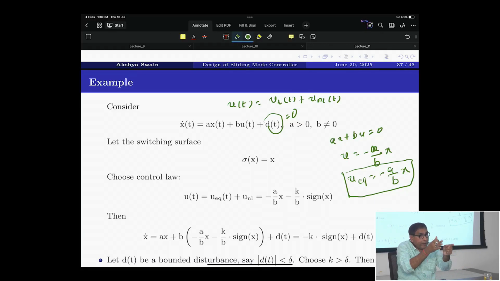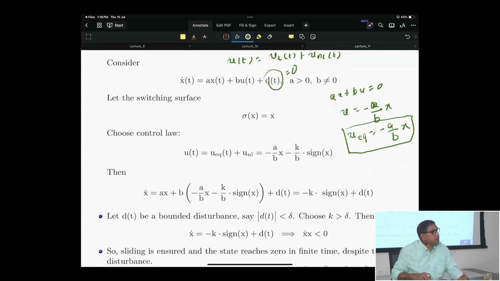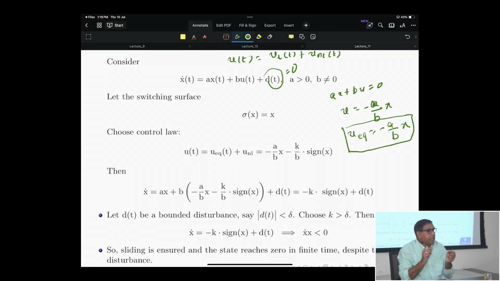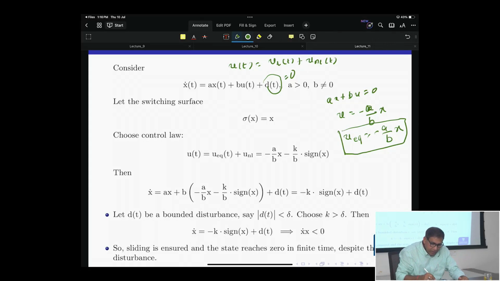But if the variables go out of the sliding surface, somebody should be there to push them. That is the nonlinear control law. Nonlinear control law which will push it, it is not standardized. There are many types of nonlinear control law. Usually a sign function. Sign function means if x is greater than 0, push it this way. If it goes this side, push it this side. If it comes this side, push it this side. Right? So therefore, you see this is the equivalent part and this is the system.